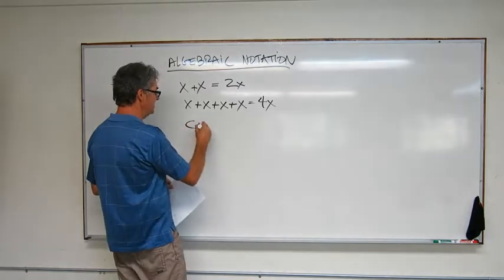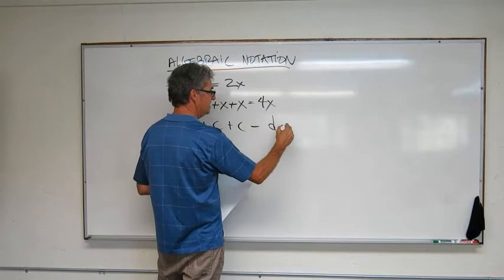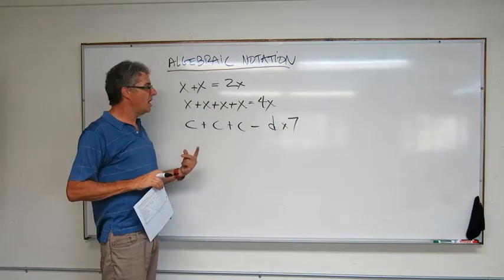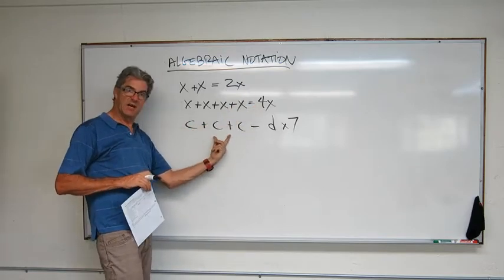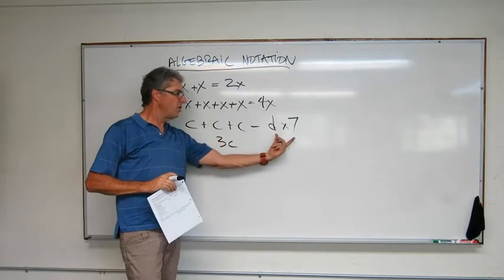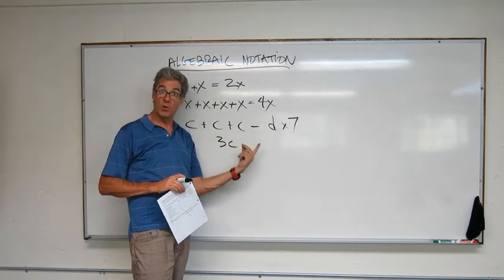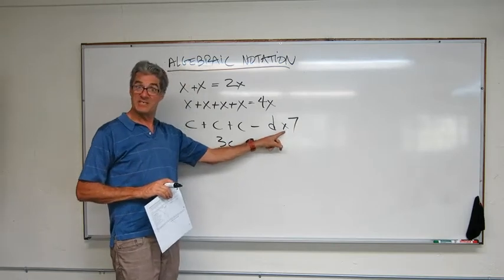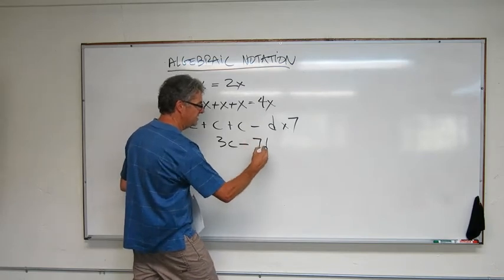How about c plus c plus c minus d times 7? Okay? So we can't come up with just one term in this case, because I have a chunk of c's here, and you know what that's going to be. That's going to give us 3c. Now, multiplication has to stay together before you can do addition or subtraction. That's the order of operations. So this becomes d times 7, but we leave the times out, so we would just do 3c minus 7d.